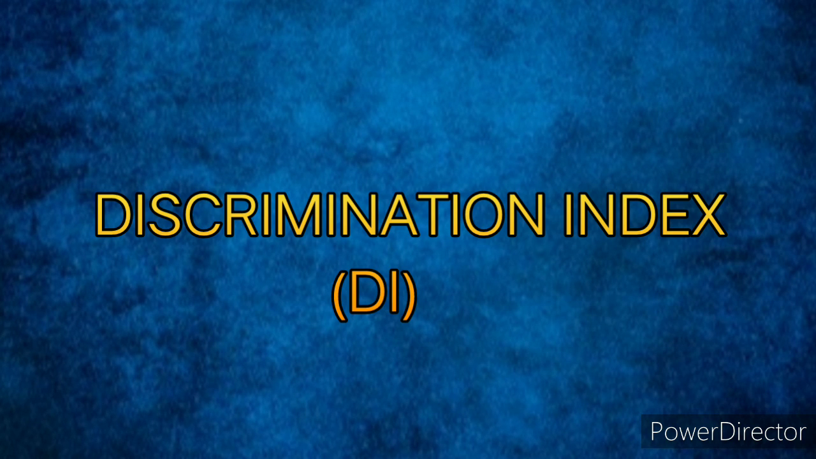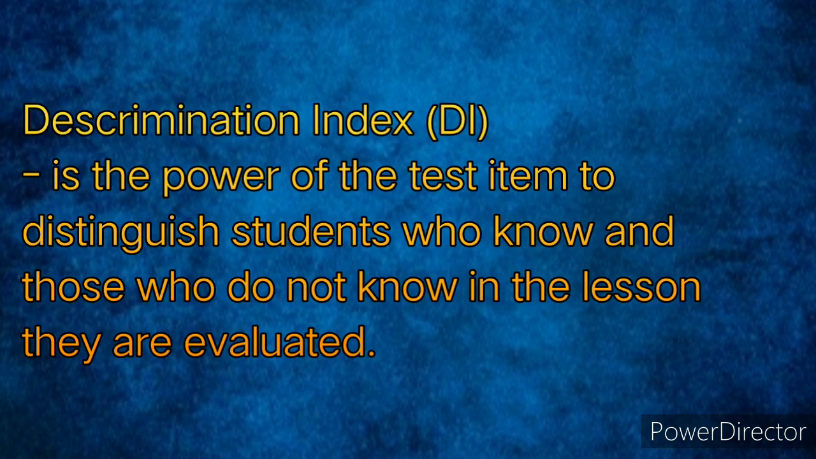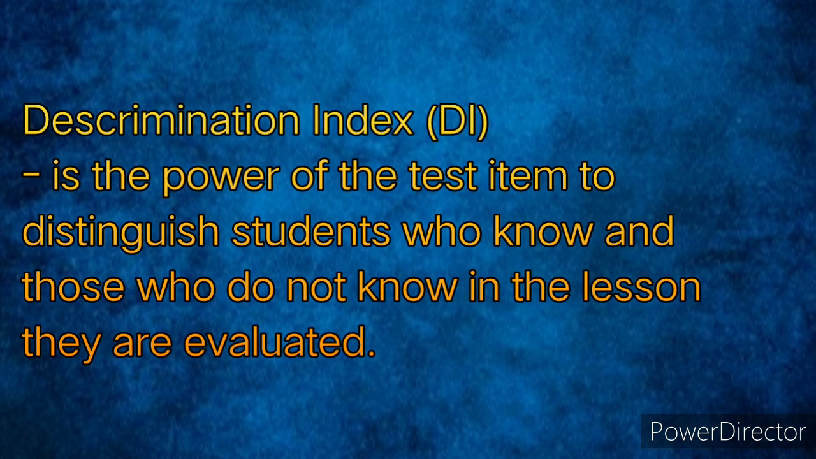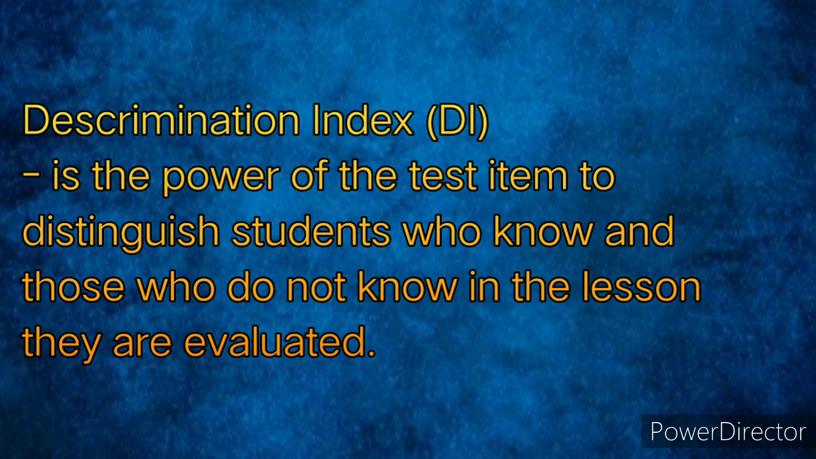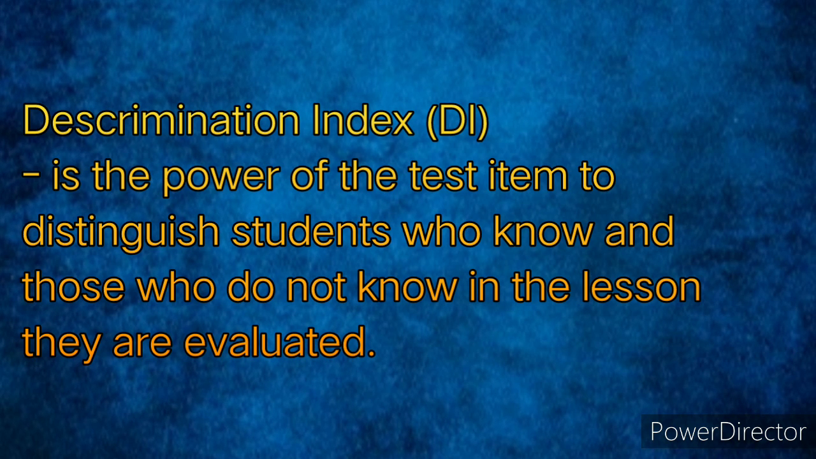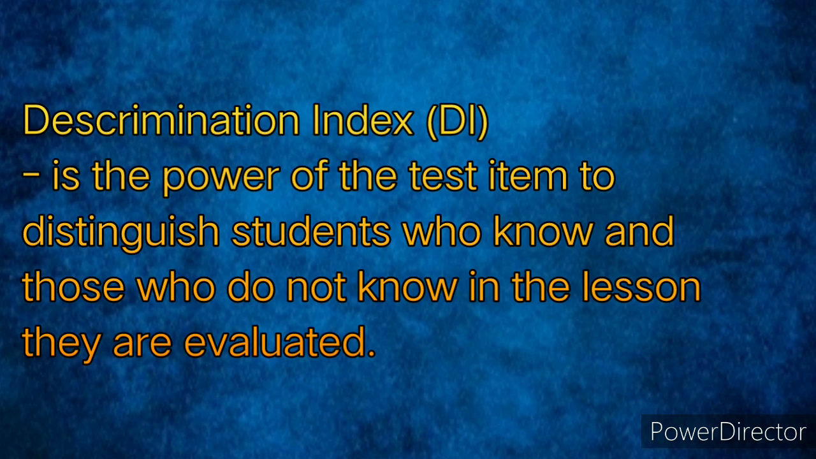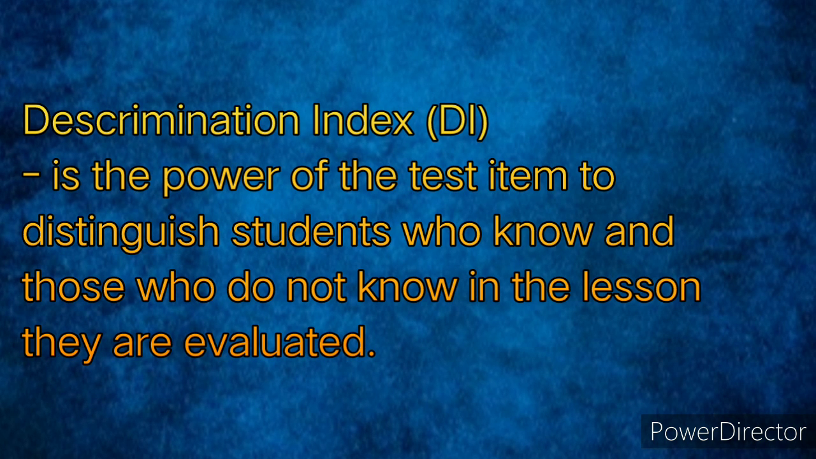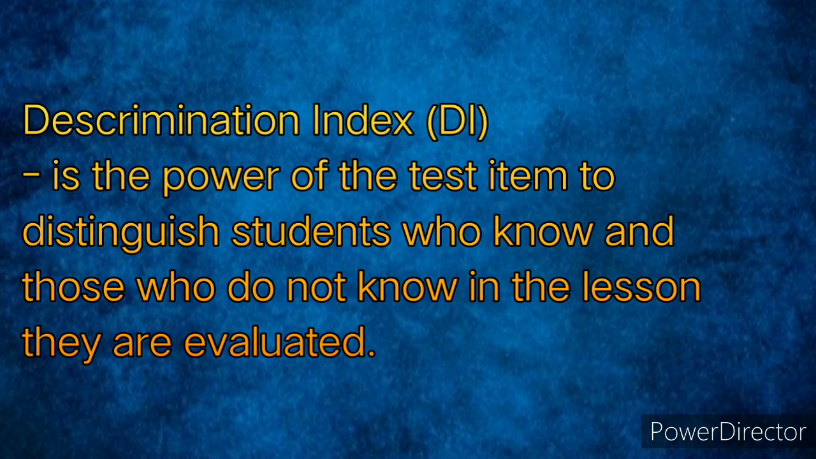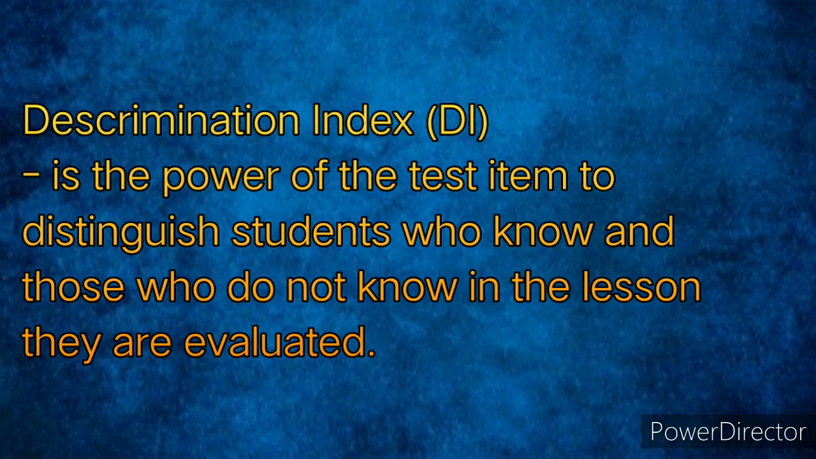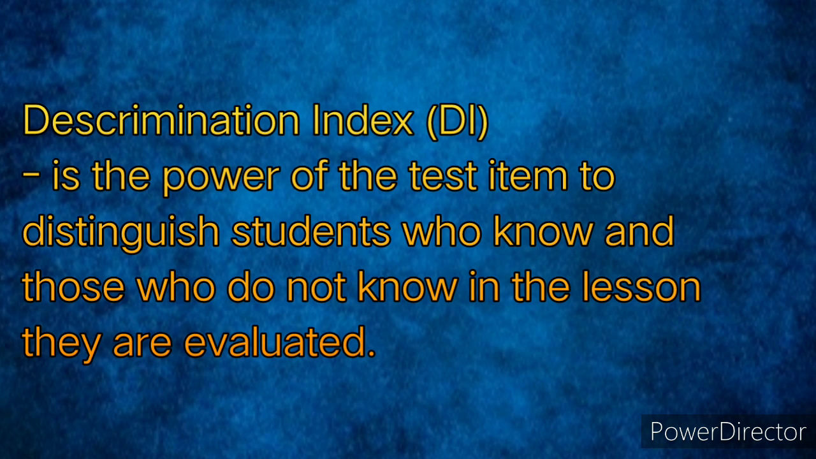So, let's proceed to discrimination index or DI. Discrimination index or DI is the power of the test item to distinguish students who know and those who do not know the lesson they are evaluated on. To derive such a measure is to measure how difficult a test item is to the upper group or fast learners and how difficult it is to the lower group or slow learners. If the upper group found the test item easy but the lower group found it difficult, then the item can discriminate between the two groups.